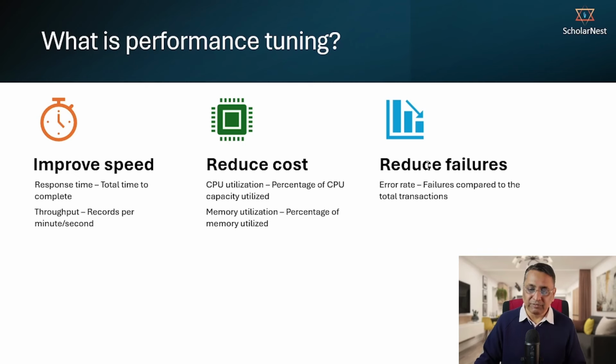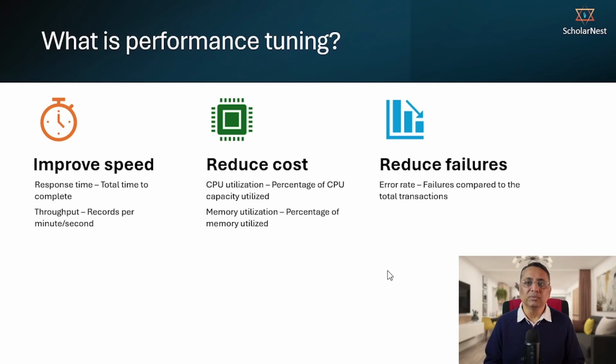The third goal for performance tuning is to reduce failures. For example, your query or your code is running perfectly fine, but let's say you have a workflow or a job which is scheduled to run 6 times a day. You are running it continuously. Most of the time it works perfectly fine, but out of 100 executions, 3 times it fails with an out of memory exception. So you have a 3% failure rate.